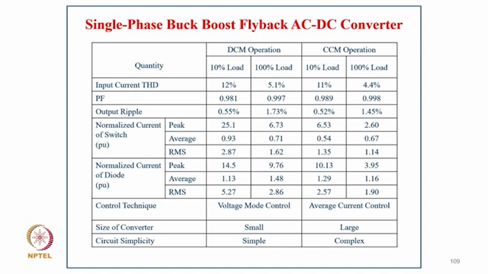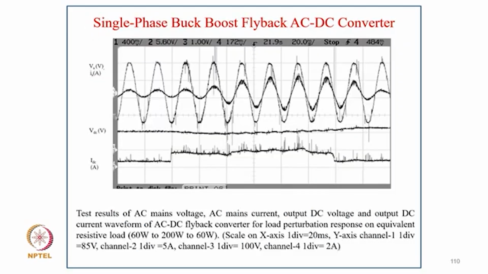Of course, you will find input THD in CCM is a little better than DCM, but in all cases the power factor remains close to unity. And of course the control also has to be modified. In DCM we use the voltage follower mode, and in case of CCM we use average current control.